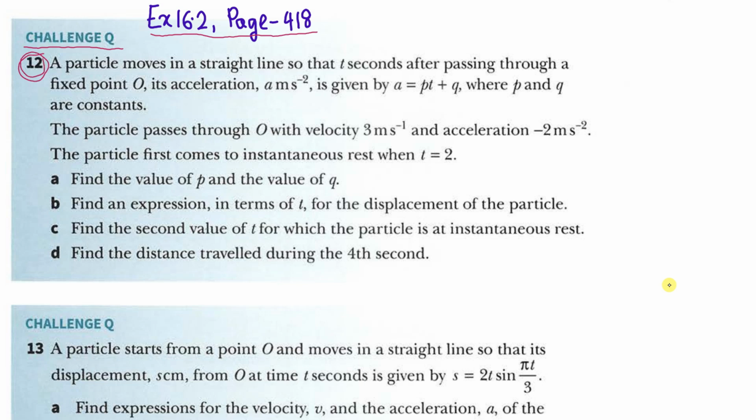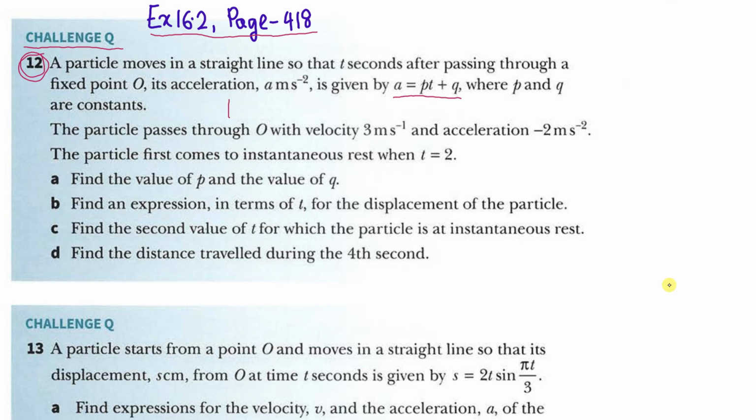Question number 12, exercise 16.2. It is written there: a particle moves in a straight line so that t seconds after passing through a fixed point O, its acceleration a is given by a = pt + q. The acceleration expression is given, where p and q are constants. In the first part it is written that the particle passes through O with velocity 3 meters per second.